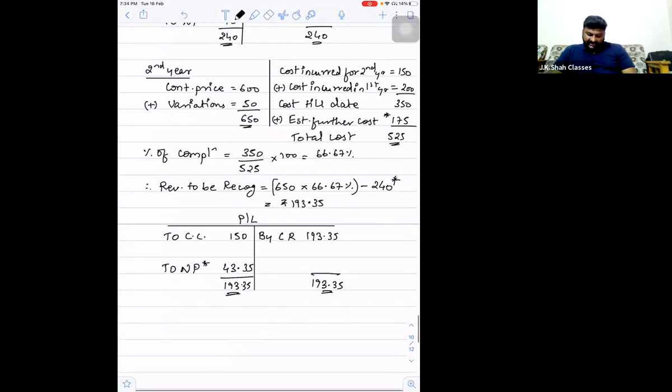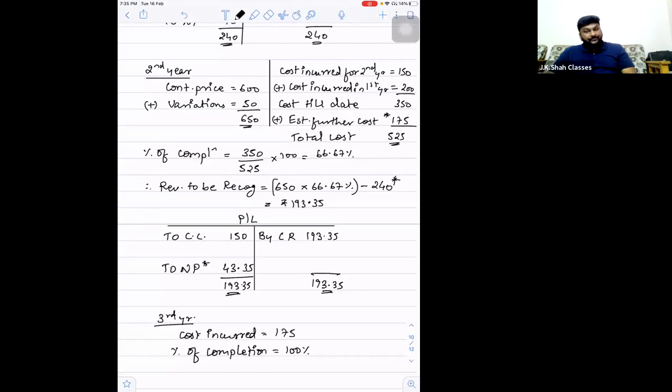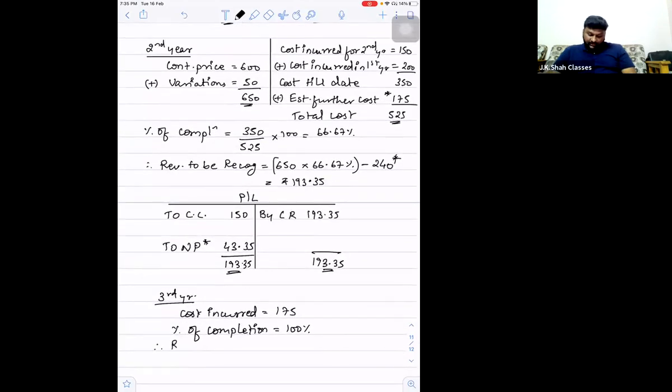Now, sir, I'll quickly wind up the third year, assuming everything remains in the third year. So in the third year, cost incurred will be exactly 175. So percentage of completion, no need to calculate because my entire work is completed. So percentage of completion has to be 100% in the third year. Right? So therefore, revenue to be recognized.